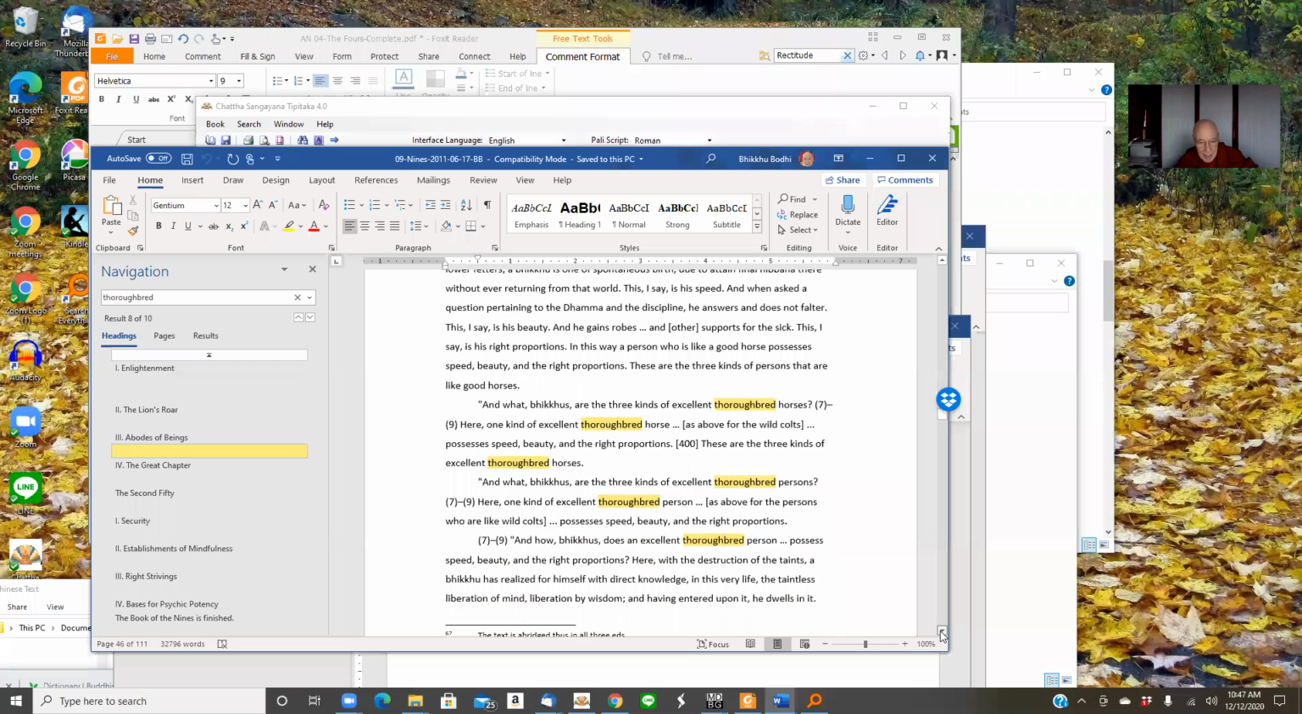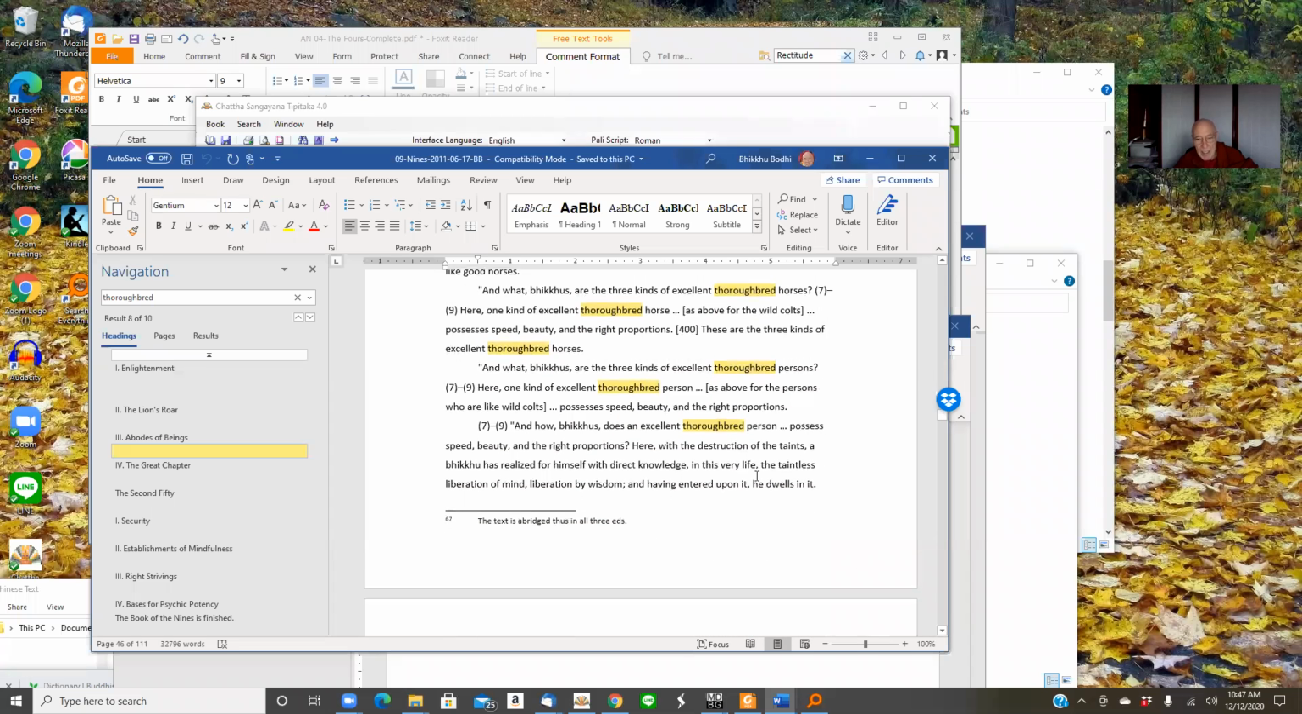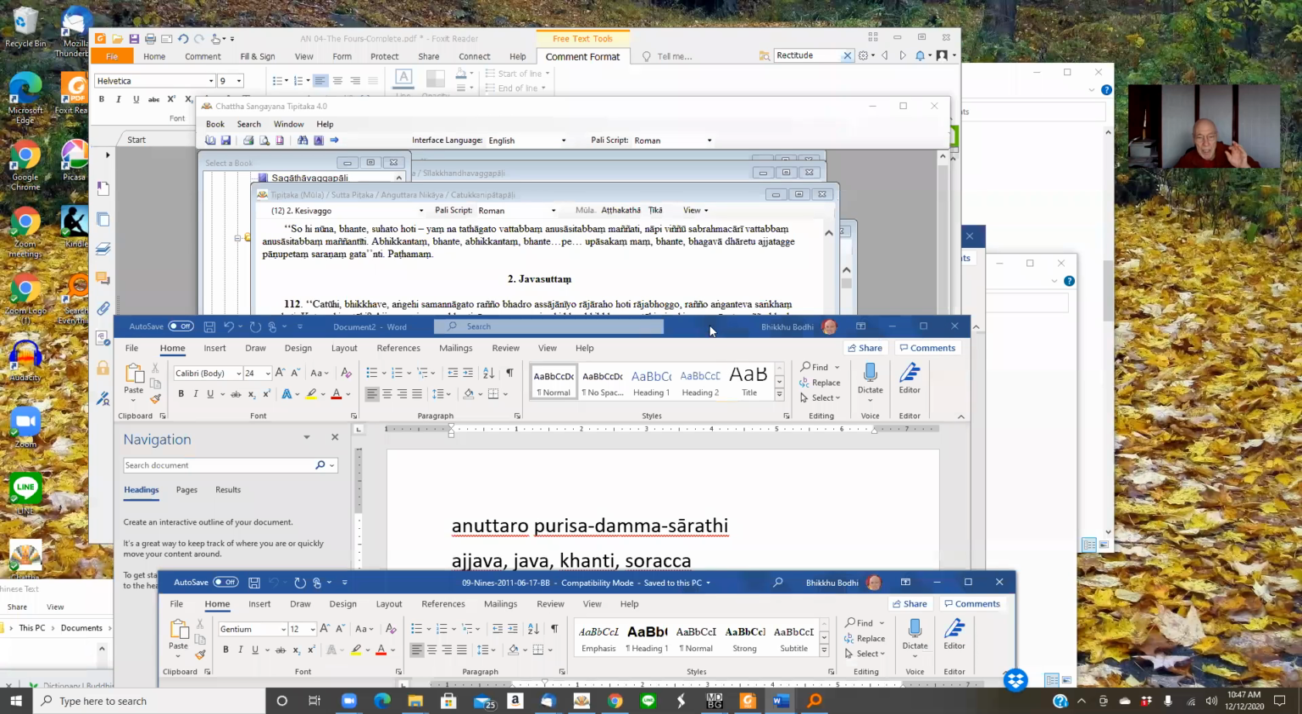And in the next sutta, how does one possess speed? One has the knowledge of the destruction of the asavas, the destruction of the taints. So that means the attainment of arhatship. So putting these three suttas together, it's through speed that one attains stream entry, or going higher, the stage of non-returner, or going to the highest, the stage of arhatship. But what unites them is seeing and understanding the four noble truths.